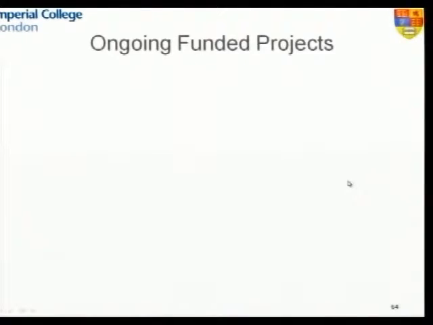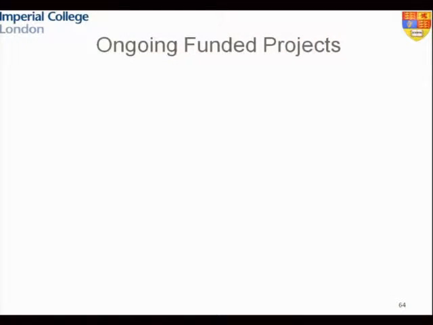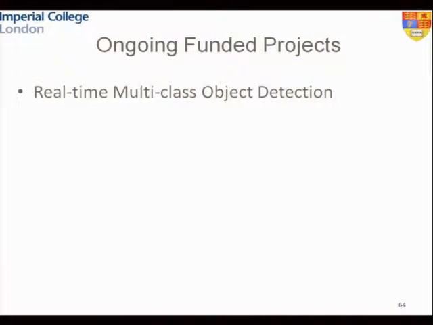Okay, so apart from what I presented, some ongoing funded projects include real-time multi-class object detection. So we consider some different object classes that have different aspect ratios, width and height. And in there, can you detect all of them in close to real time? That's one of our questions.